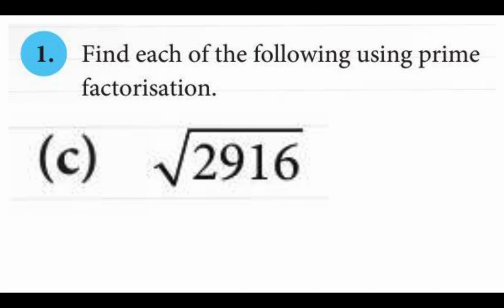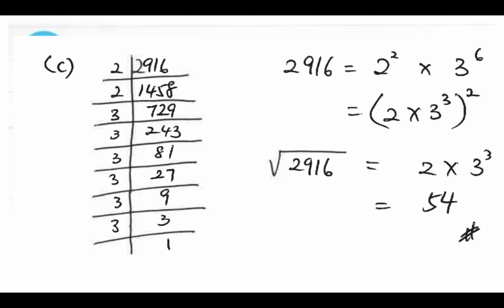Let's get started. So the first question, you're supposed to find the prime factorization of the square root of 2916. Well, first thing we do is to perform prime factorization on 2916. By doing it systematically, you should obtain 2 to the power of 2 times 3 to the power of 6, and realize that that is actually (2 times 3 to the power of 3) squared. So this is what you need to have, and then when you square root it, remember that it is a reverse process of the square. So the square root of 2916 gives us 2 times 3 to the power of 3, which is 54.